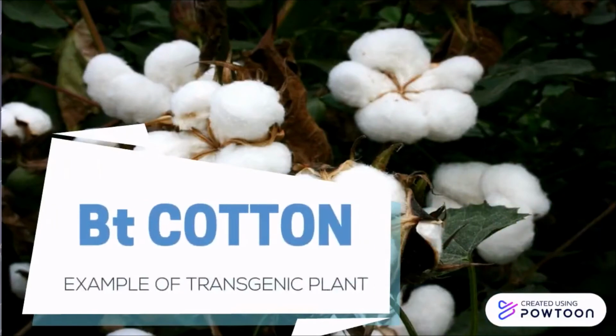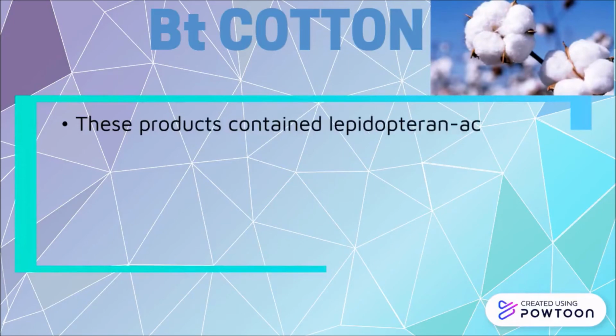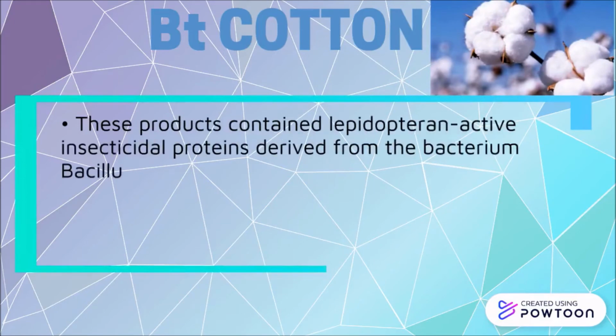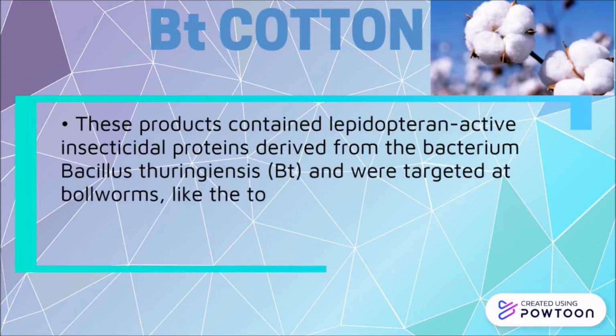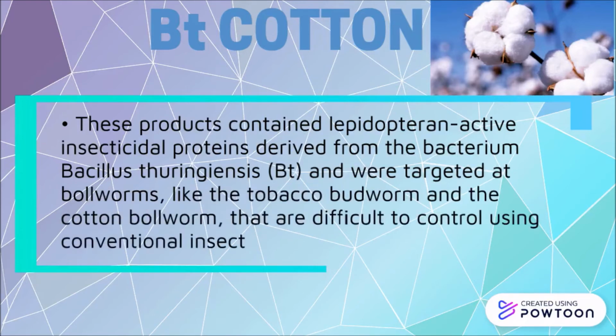Bt cotton. These products contain lepidopteran-active insecticidal proteins derived from the bacterium Bacillus thuringiensis and were targeted at bollworms like the tobacco budworm and the cotton bollworm that are difficult to control using conventional insecticides.